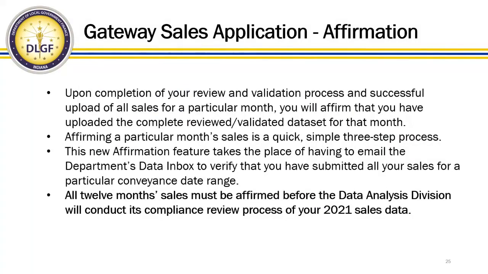So after you have done a successful upload of sales disclosure data for a particular month, let's say you've completed your review validation process of November sales and you have successfully uploaded all your sales for November, what you want to do is then affirm that you have uploaded the complete reviewed validated data set for that month, for November in this case. And this affirmation process is really quick. It's very simple. It's just a 3-step process.